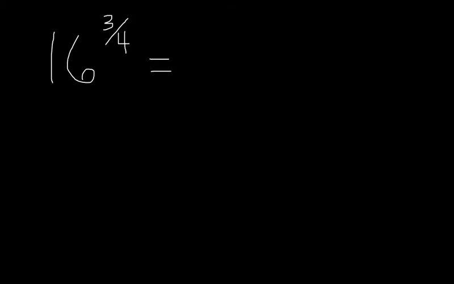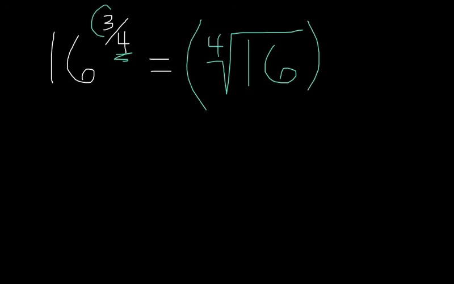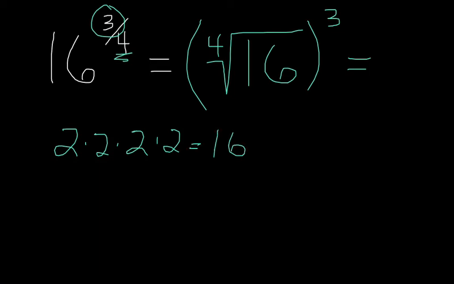Well, using what we just talked about, order doesn't so much matter. I know how to take the 4th root of 16, so I'm going to write it as the 4th root of 16 from the bottom part, and then the 3 on top, all raised to the 3rd power. And I'm going to see if I can simplify that. The 4th root of 16 is what number do you multiply by itself 4 times to get 16? That, of course, is 2 times 2 times 2 times 2. 2 times 2 is 4, times 2 is 8, times 2 is 16. So the 4th root of 16 is 2.